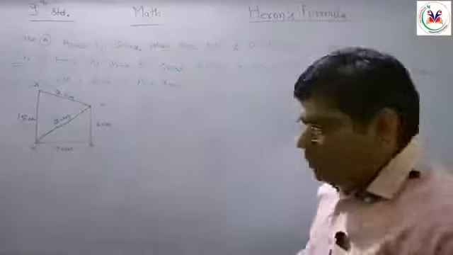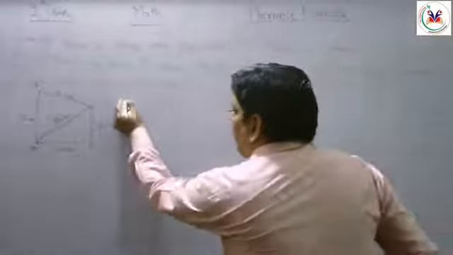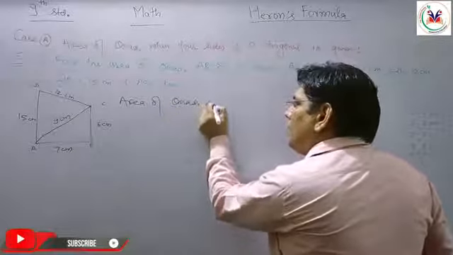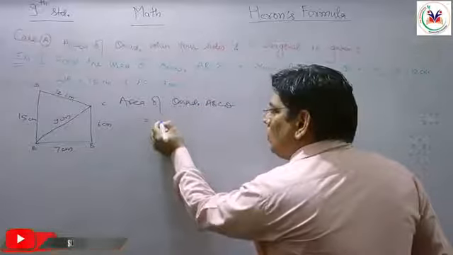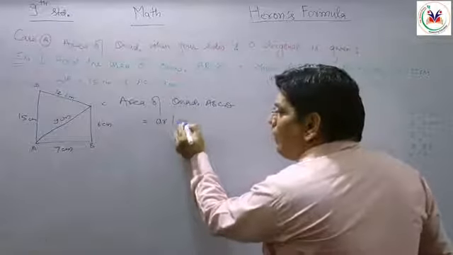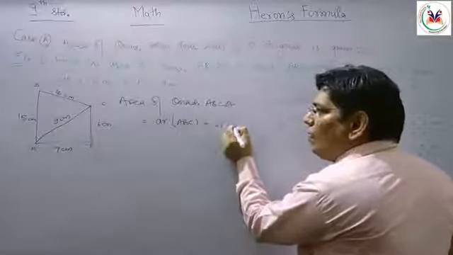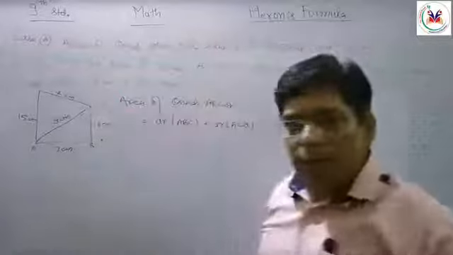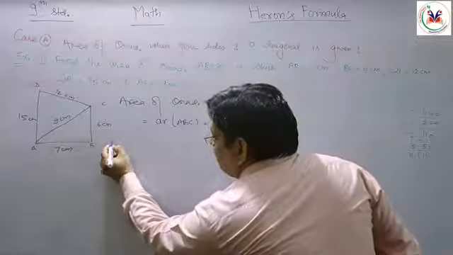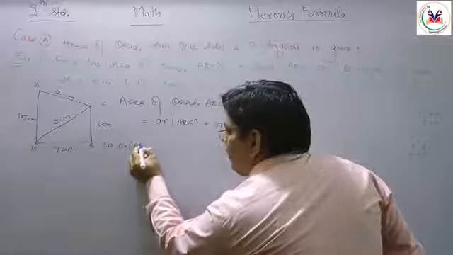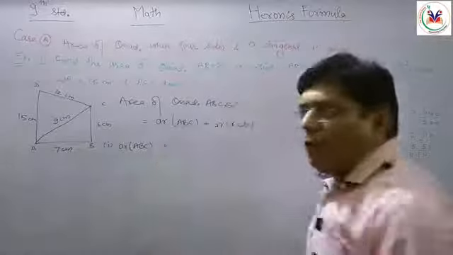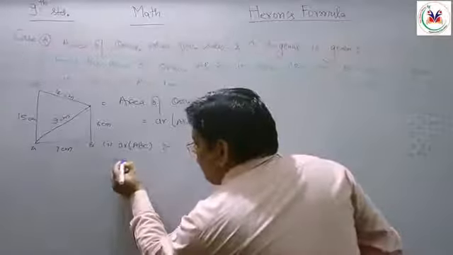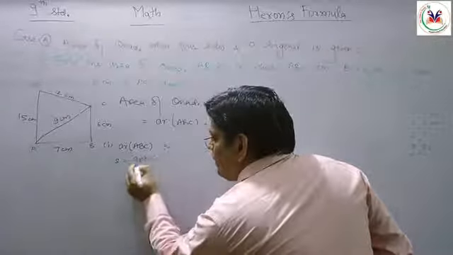So now, how should we start? First of all, area of quadrilateral ABCD equals area of ABC plus area of ACD. So first of all, we have to get the area of ABC. When we are going to find the area of ABC using Heron's formula, our semi-perimeter S will be A plus B plus C divided by 2.